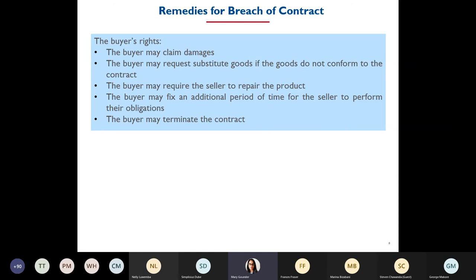If we are looking at machinery, I may require you to repair the product, or I might give you extra time to perform your obligation. So let's just say you were supposed to deliver this Friday, but you do not deliver because there are issues at the border as usual, and there's a lot of waiting time at the border. So you can't make that delivery on time. So I may give you extra time because these are things that happen in international trade.